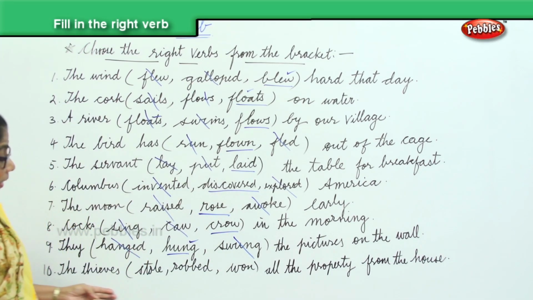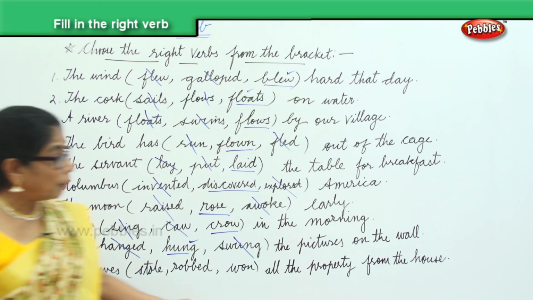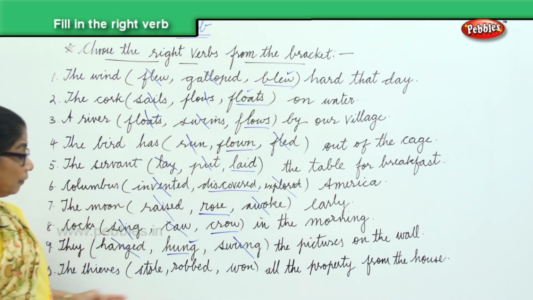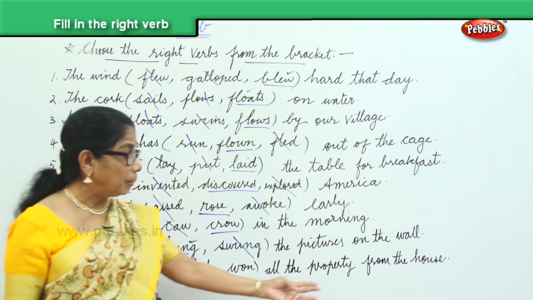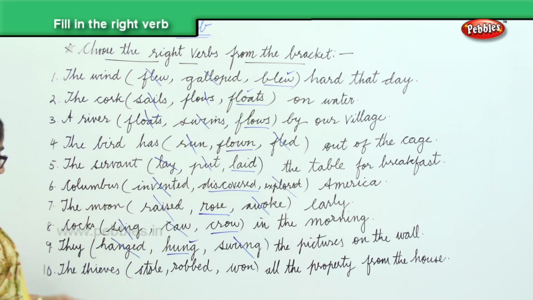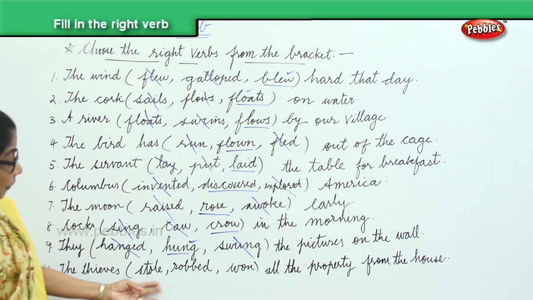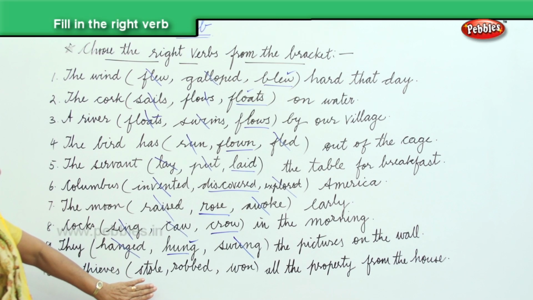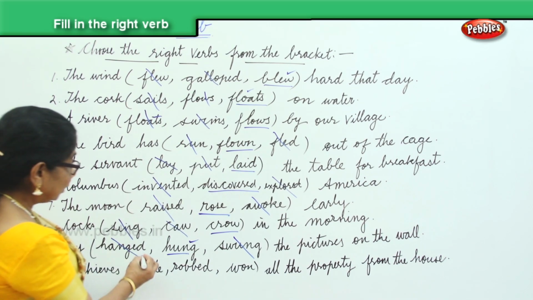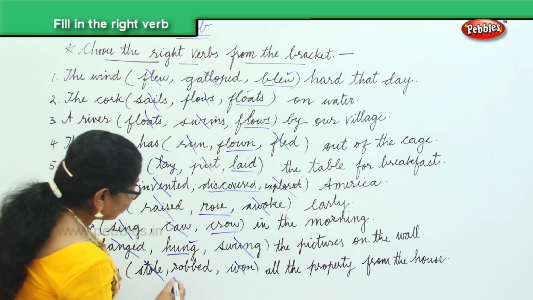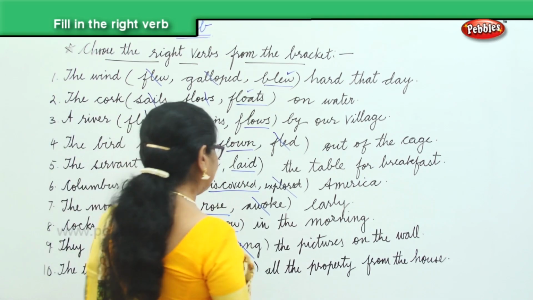Then the thieves stole all the property from the house. The thief robbed all the property from the house. The thief won all the property from the house. What's the right one? The thief stole. They finished stealing. They finished robbing. Thief won? No. Thief robbed all the property from the house.